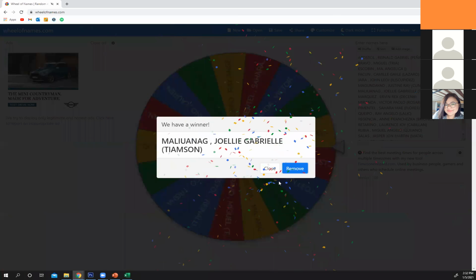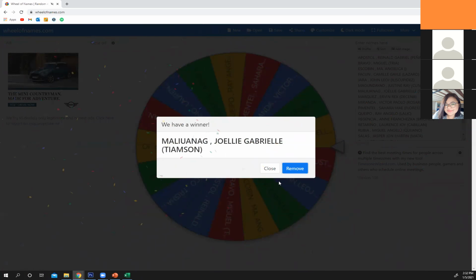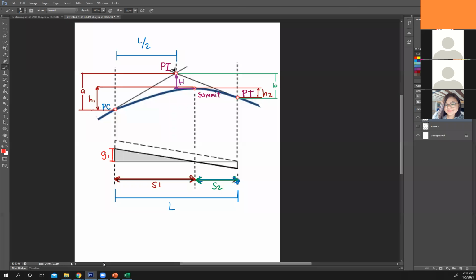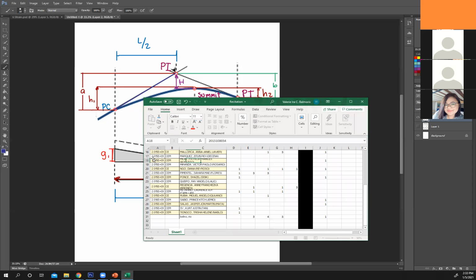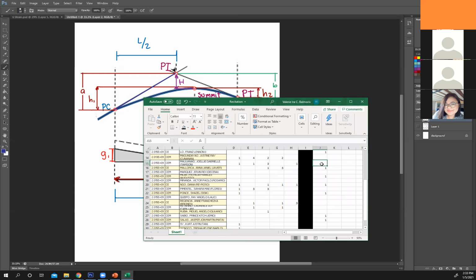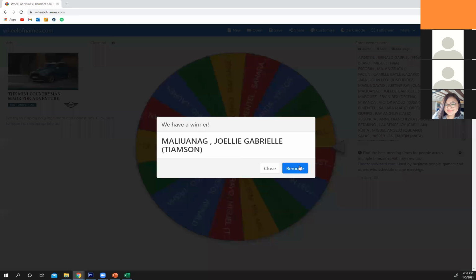Joely Maliwanag. Yes po, ma'am. Okay. What is this? Back tangent po. Correct, back tangent. Let's call that the back tangent. Next.